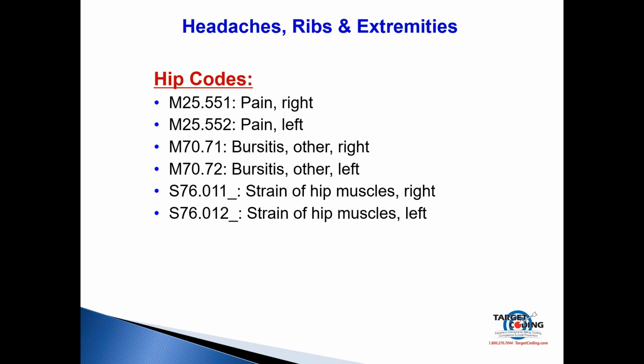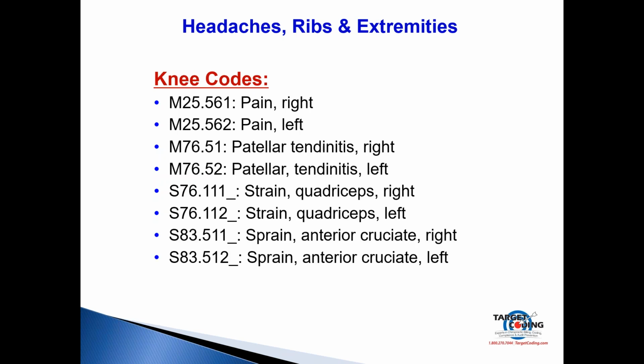Strain of the hip muscles, here we go. Strain of hip muscles. You see, strain relates to muscles. There's an S code, trauma, injury related, and you need to use that 7th digit extender. Strain on the right, S76.011, left 012. Couple of knee codes.